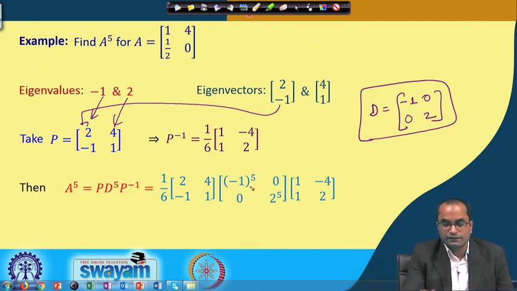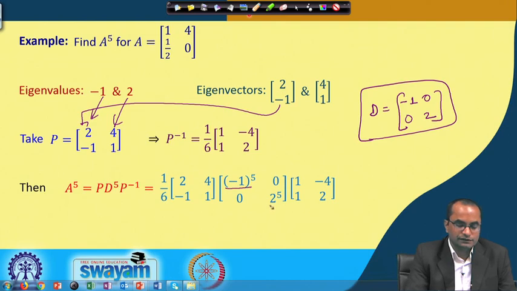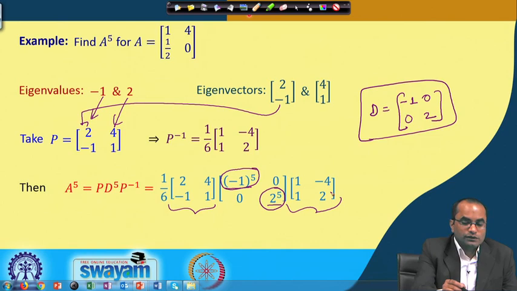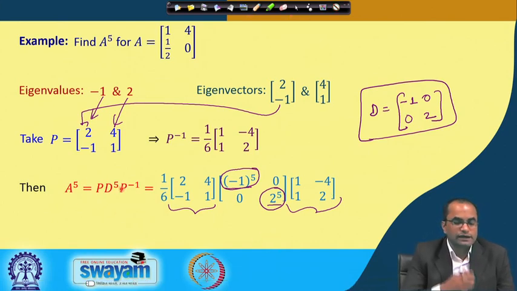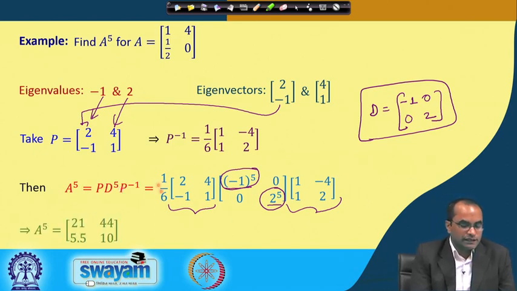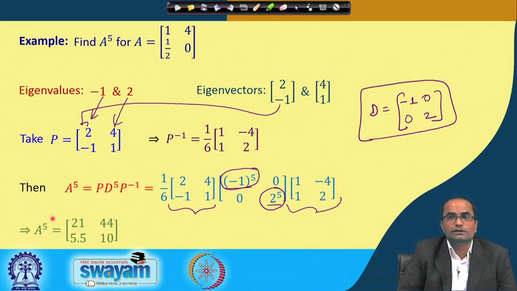So, D power 5 is just (-1) power 5 and 2 power 5, which is here. So, we can actually compute a very high power also. The computational load remains the same; the only thing we have to do is raise the diagonal entries to the power, and then in any case multiply by P and P inverse. So, having this relation, it is easy to find any power of the matrix A. Here A power 5, when we do this multiplication, comes out as 21 44 and 5.5 and 10. So, that is A power 5, but it is usually used when we really want to compute a high power of the matrix A.